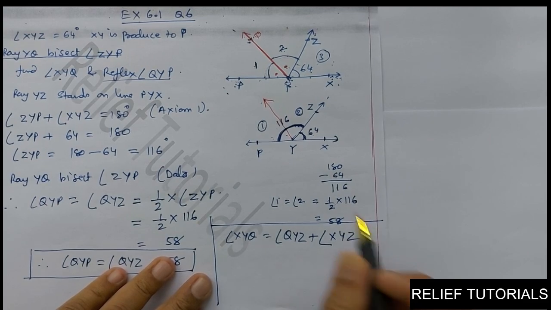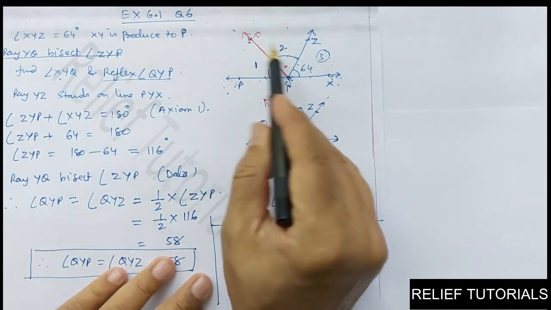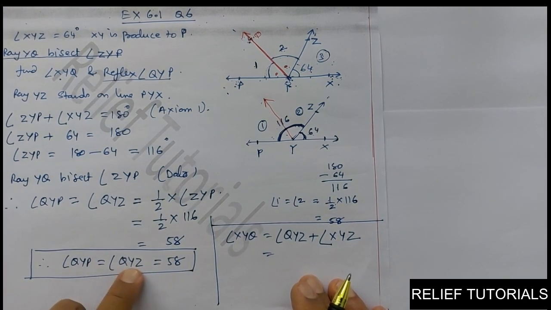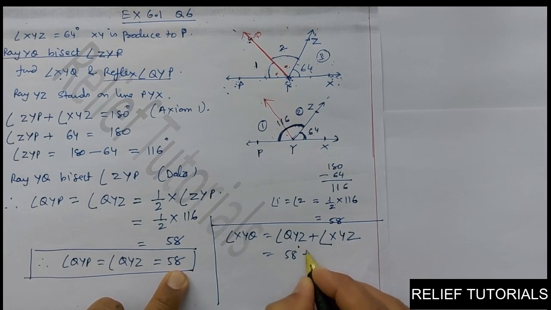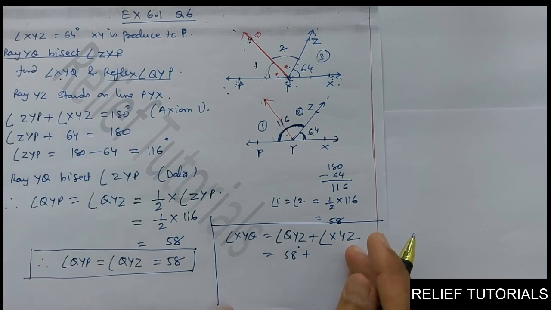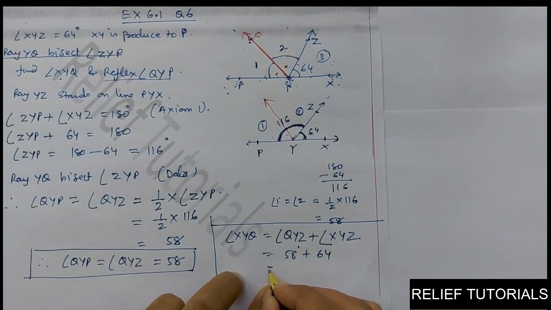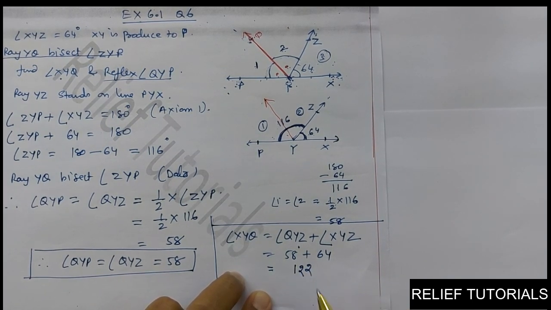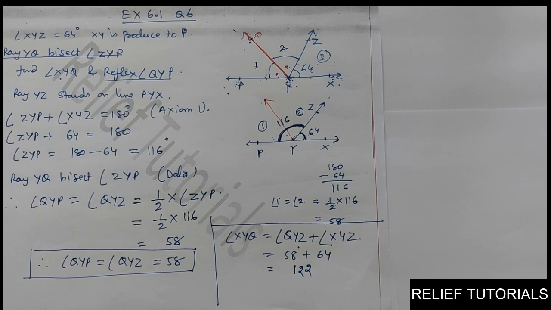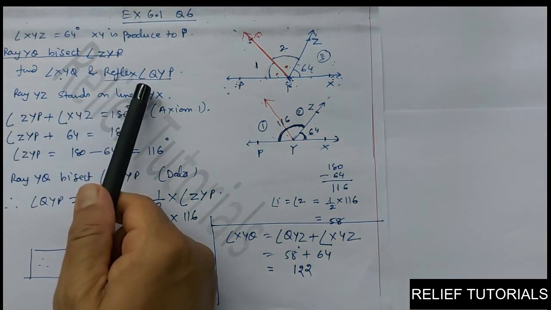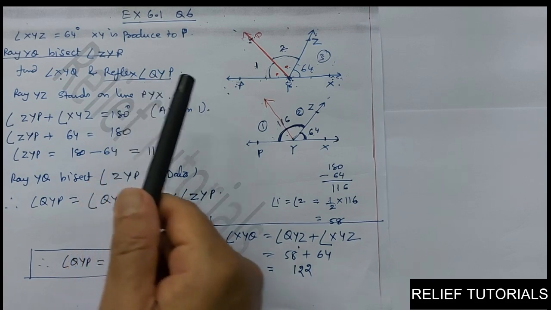Any doubt in this? Very simple, friends. So this angle is nothing but 2 plus 3. So angle QYZ is equal to 58 degrees we got, plus angle XYZ is already given. XYZ is 64. So plus you will add 64. So 8 plus 4, 2, carry 1, 122 you will get. Okay, so we got angle XYQ. And now we have to find reflex of angle QYP.